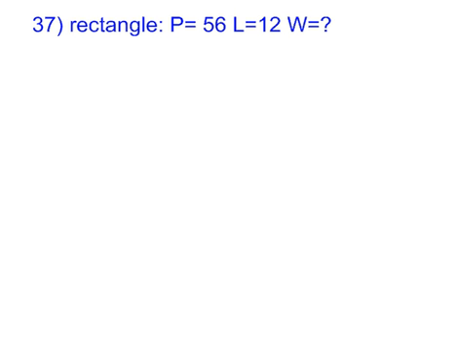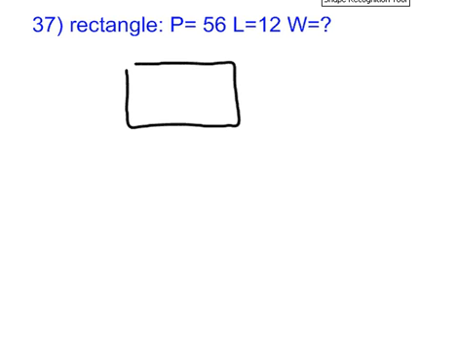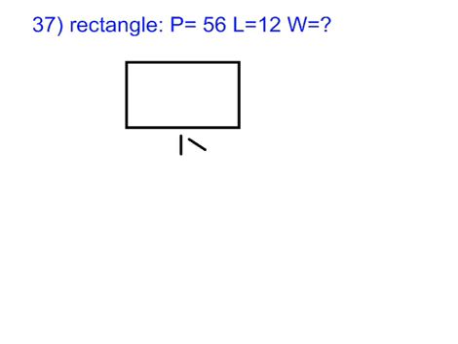All right, in this geometry question, we have a rectangle, and it says the perimeter is 56, and the length is 12. What is the width? And I'm just going to draw a little rectangle here. So there's our rectangle, and our length is 12. And our width we don't know, so I'm just going to put a W there. And we know all the way around it, the perimeter is equal to 56. Well, because it's a rectangle, we know that this is going to be 12 also.